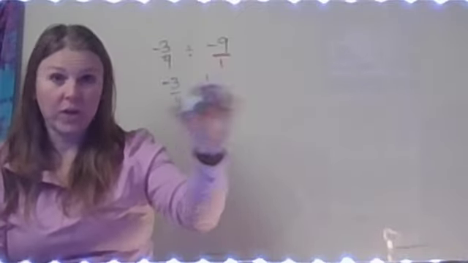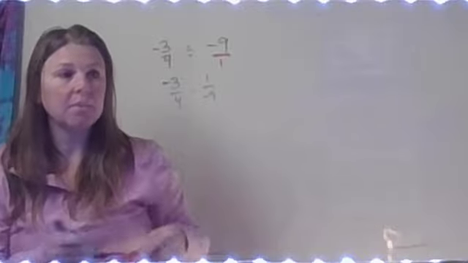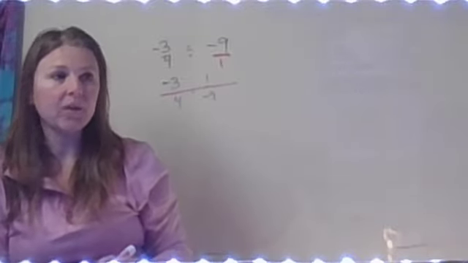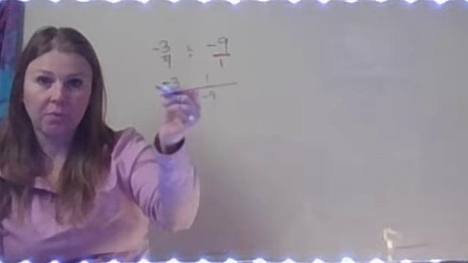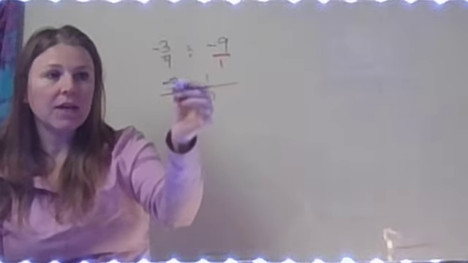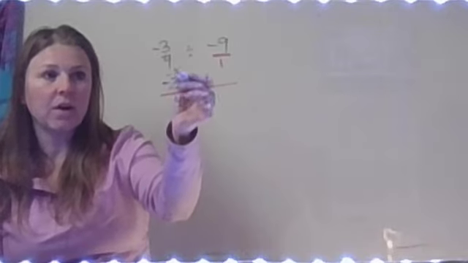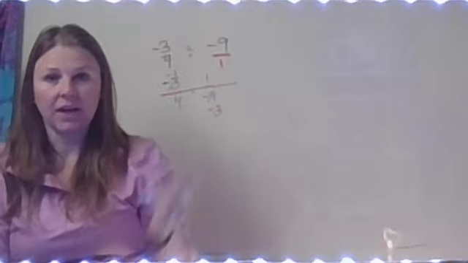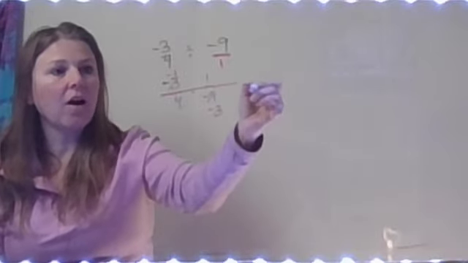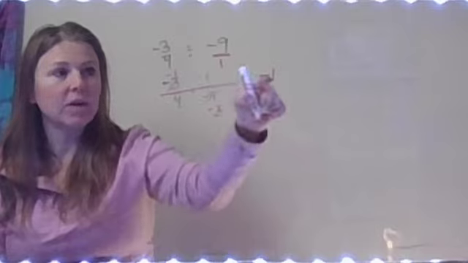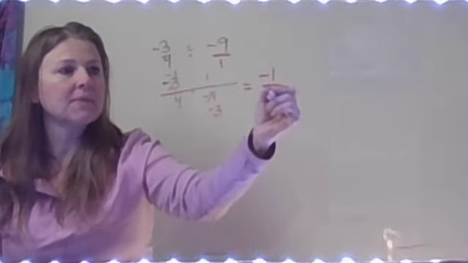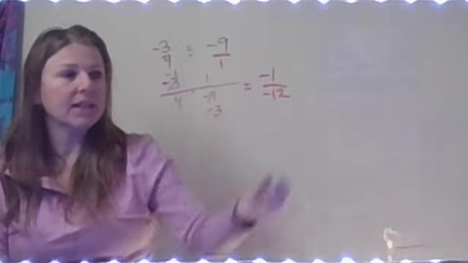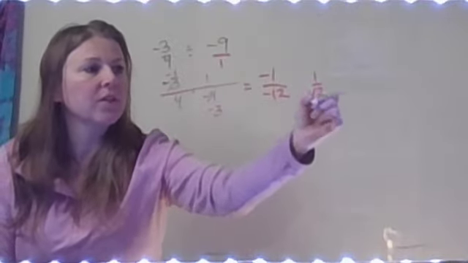So we could just multiply across right now, but it might be more helpful, again, to reduce anything on top with anything on the bottom. So 3 and 9 both have a 3 in common. So if you take a 3 out of -3, you're left with -1. And if you divide a 3 out of -9, you're left with -3. So now when we multiply across, -1 times 1 is -1, and 4 times -3 is -12. And a negative over a negative is a positive, so that's +1/12.